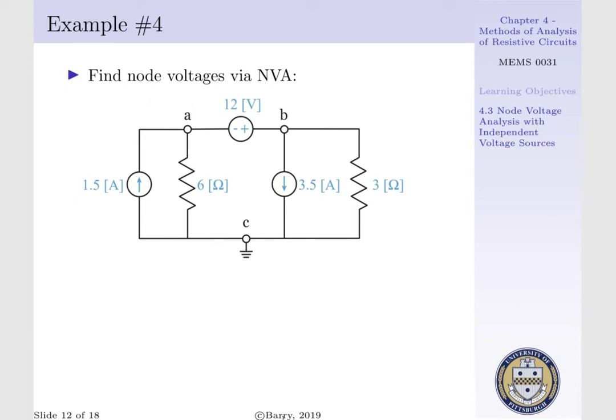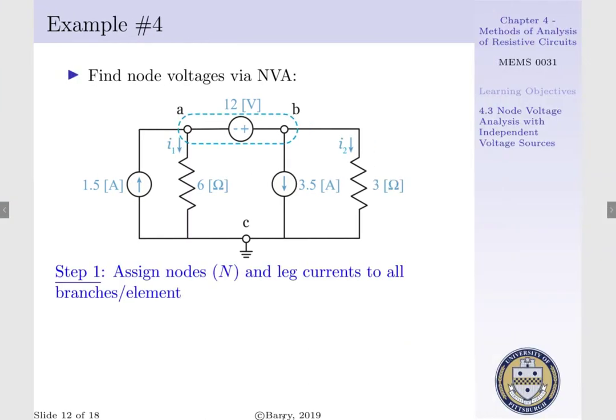In example 4, we are interested in determining our node voltages via node voltage analysis. We will follow our standard 4-step procedure. Step 1 is to assign nodes A, B, and C as designated in the diagram, where C corresponds to our ground, as well as our load currents, where I1 runs through a 6 ohm resistor, which is between nodes A and C, and I2 runs through our 3 ohm resistor, which exists between nodes B and C.